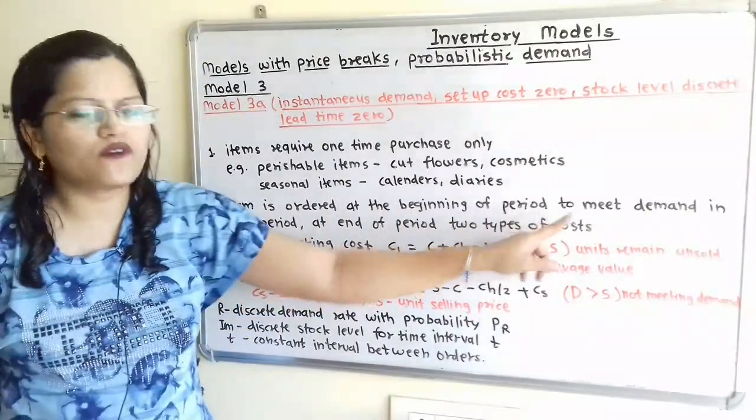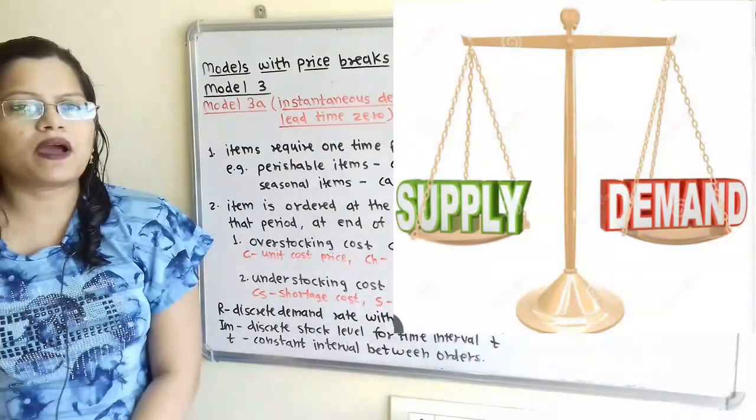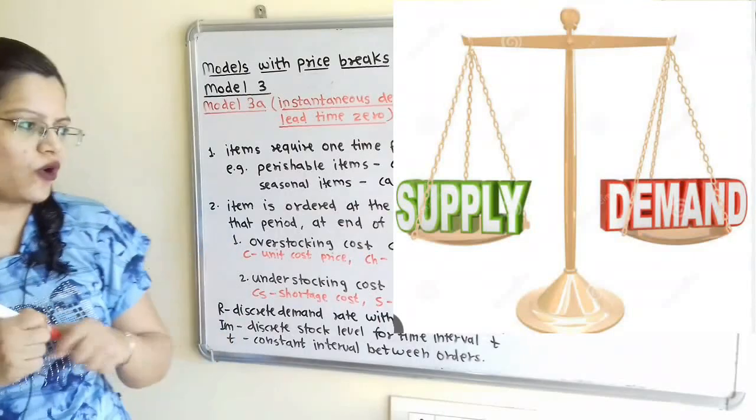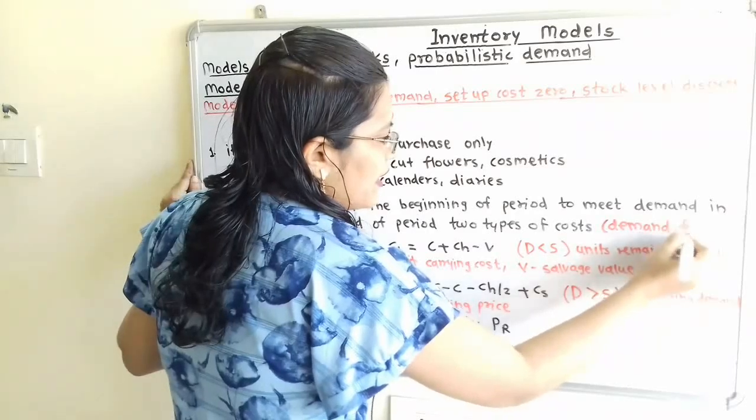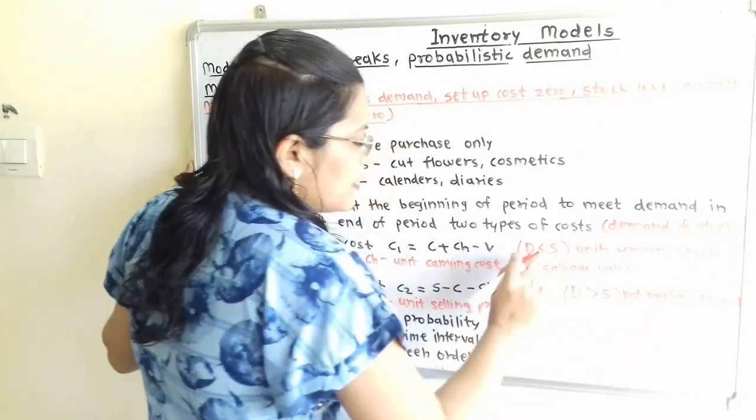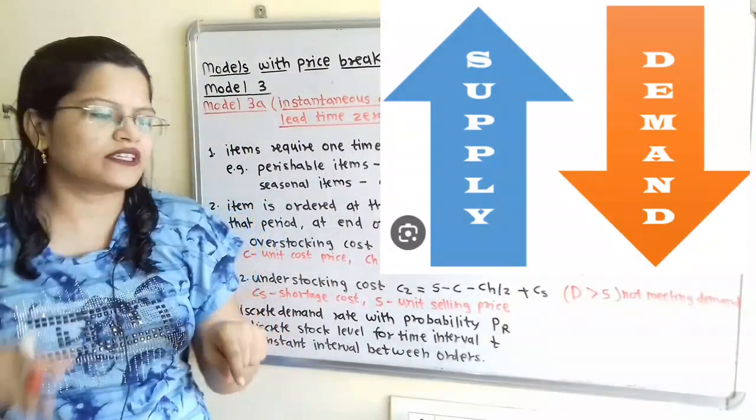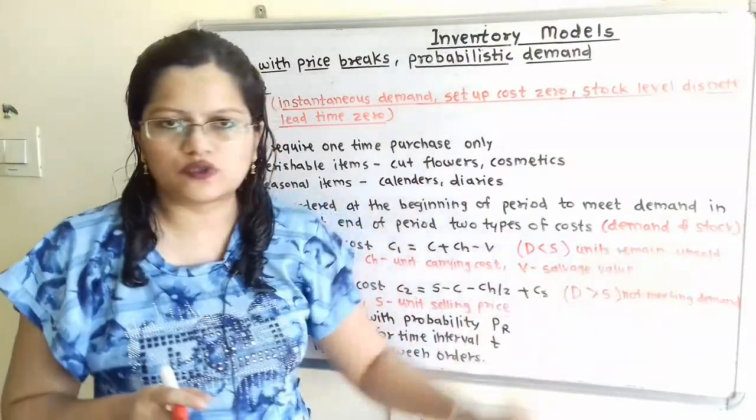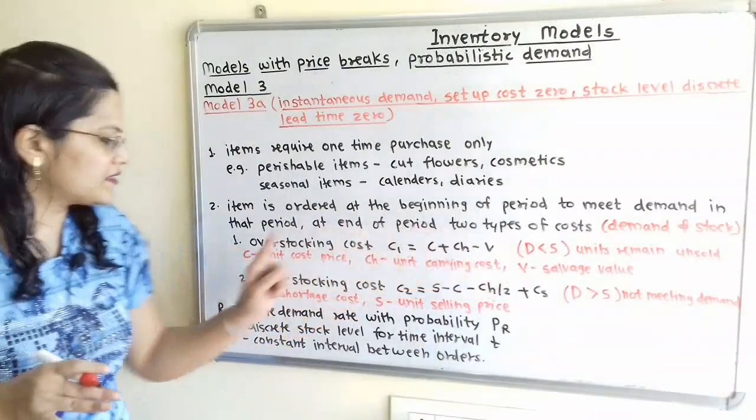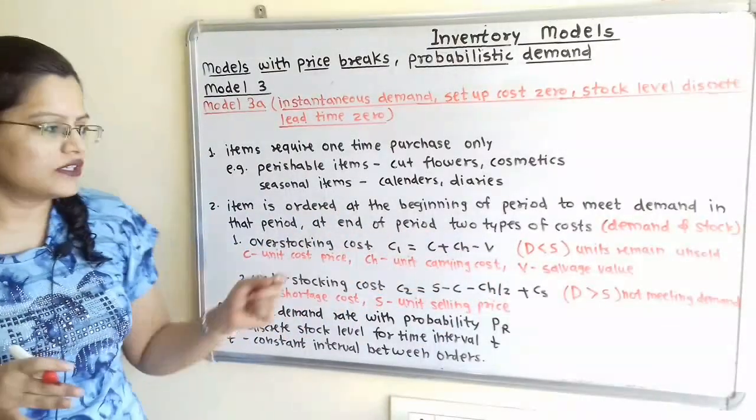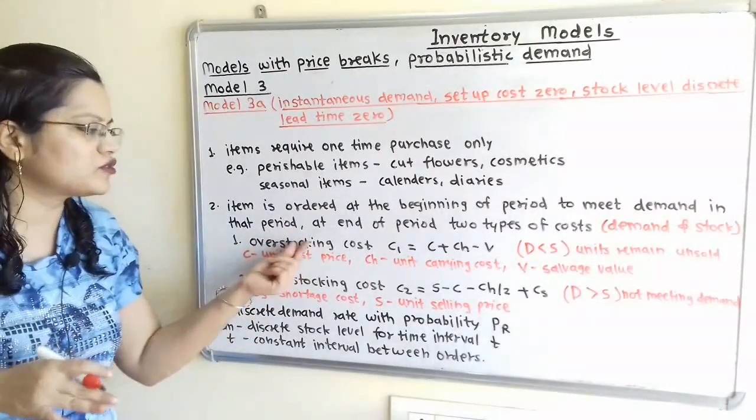and at the end of the period two types of costs are involved. These costs depend on the demand, that is the level of demand and level of stock. So I will write here demand and stock. When demand is less than stock, then what will happen? Demand is less and stock is more, that means units remain unsold. When units remain unsold, that cost we will call overstocking cost, because stock is more. That's why we use the word overstocking cost.